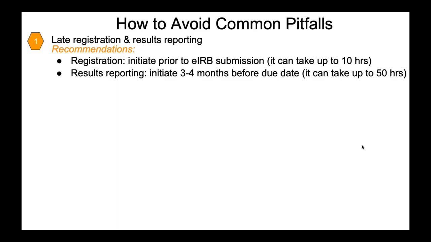And if your study is audited by FDA, you will receive a notice of non-compliance, and the responsible party, the PI, will be personally responsible for the civil monetary penalties. The institution will not back you up on this. So you do not want to miss the deadline. Our recommendation is to initiate the ct.gov registration at the time of eIRB submission, as it can take up to 10 hours according to NIH, and start the results reporting at least 3 months prior to the due date. Again, it can take up to 50 hours for a complex trial with multiple outcomes.